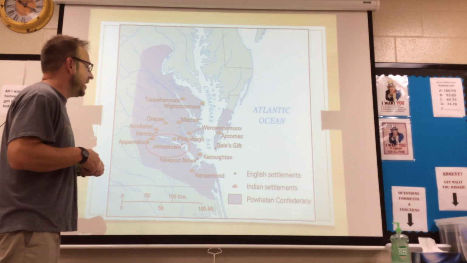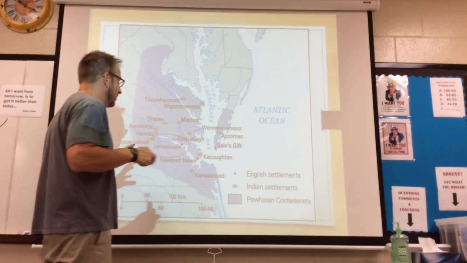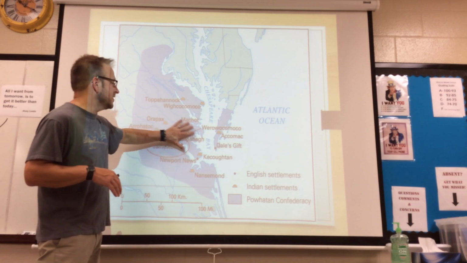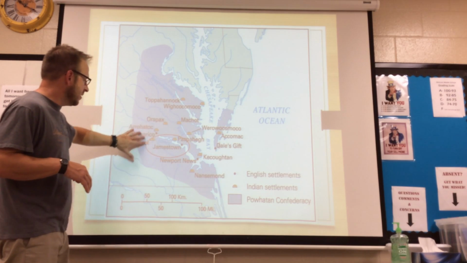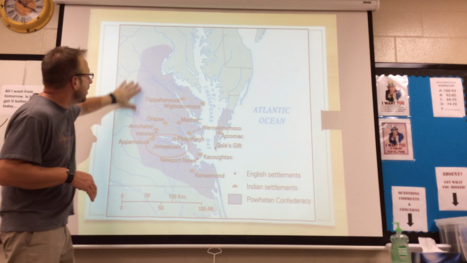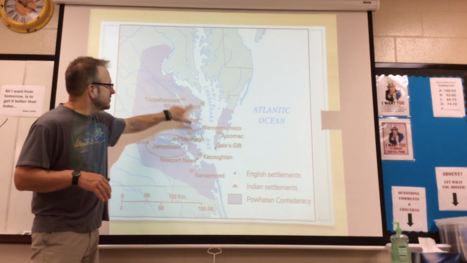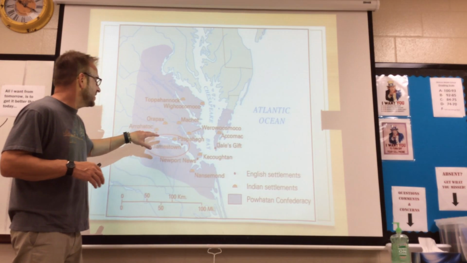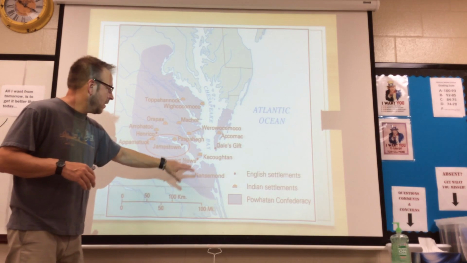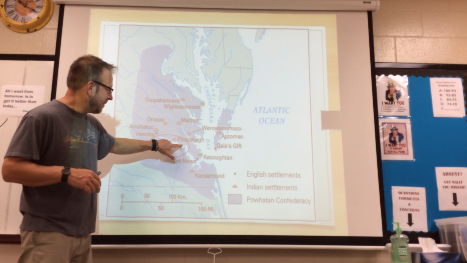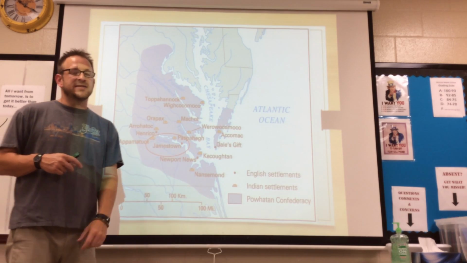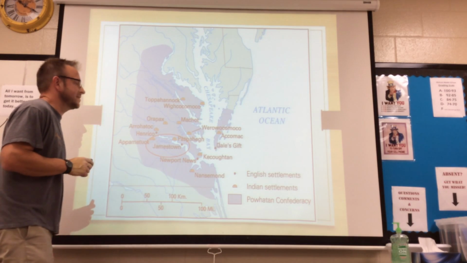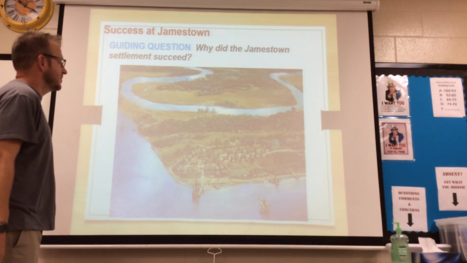Also, another issue that they had, forgive the pronunciation, I'm sure I'm getting it wrong, but they landed right in the middle of the Powhatan Confederacy. This right here was the Powhatan Confederacy, all the area in purple. Each of these were Indian settlements throughout the area. All these different settlements, and all of a sudden they pop up right here in Jamestown, set up camp, right in the middle. This will bring conflict throughout the years.